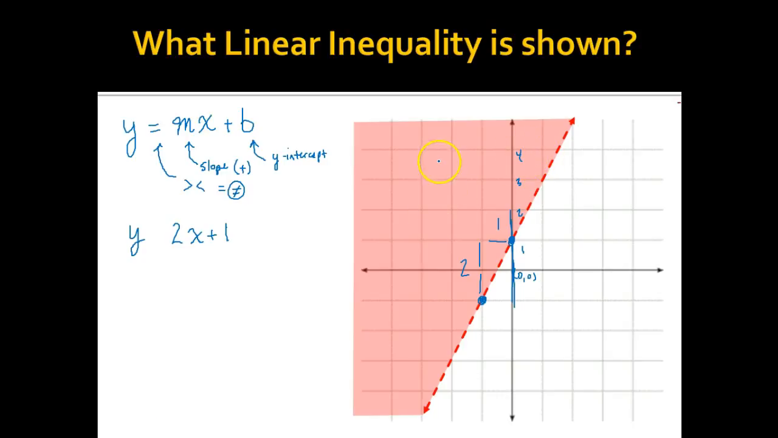And we drop a stone from up in the air somewhere. We drop it straight down, and it hits the top of the line. And we can see that the shading is above the line. So the shading is above the line, so it's greater than, not less than. So we're going to use a greater than symbol. And there we have it. Y is greater than 2x plus 1 is the equation for this graph.